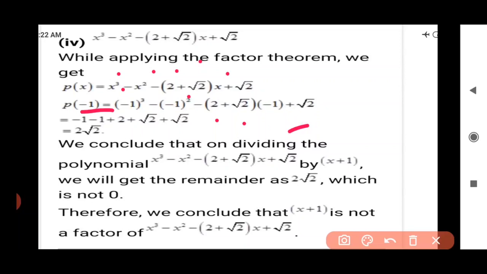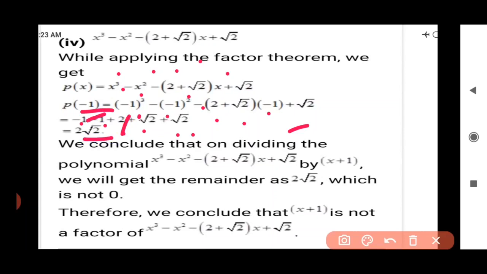Simplify the terms. Minus 1 cube is minus 1. Minus 1 squared is plus 1, so minus 1 minus 1. Then plus (2 plus root 2) into minus 1, so minus into minus gives plus 2 plus root 2, plus root 2. Cancel the terms: 2 minus 2 is 0. So the remaining is 1 root 2 plus 1 root 2, so you get 2 root 2.